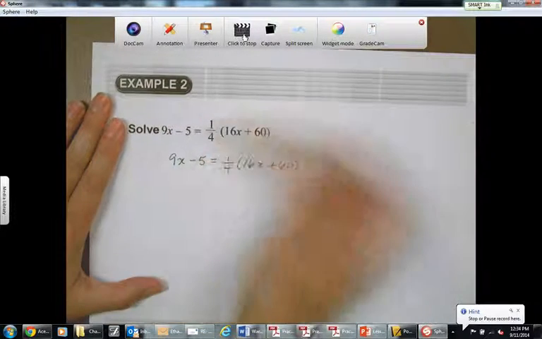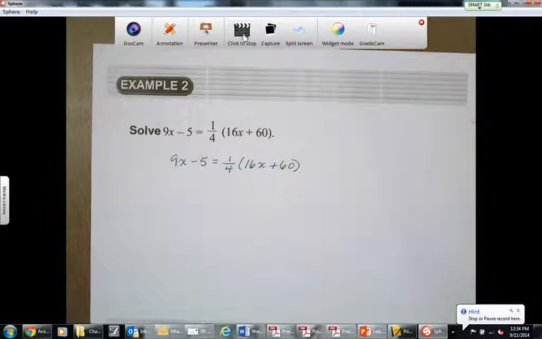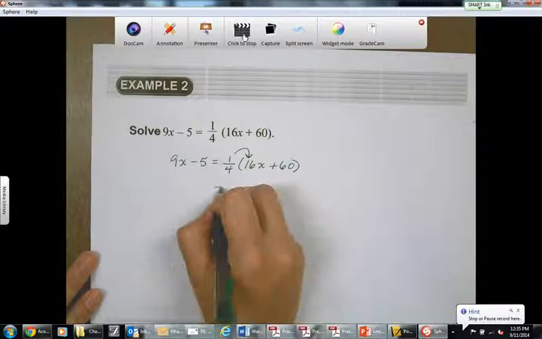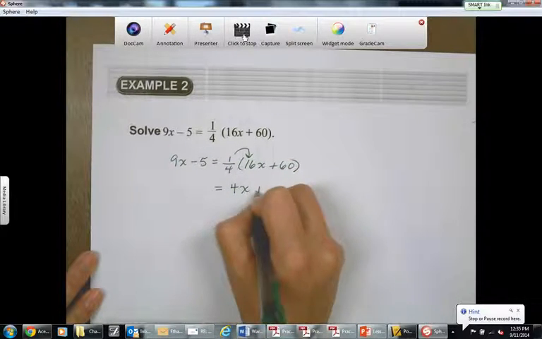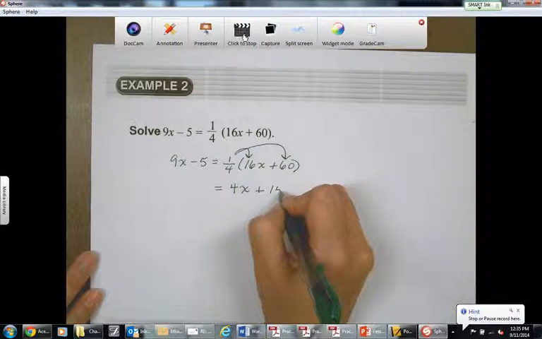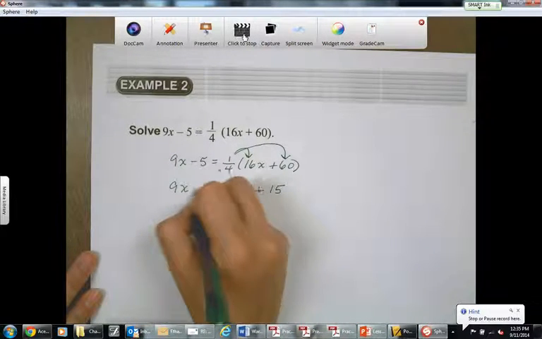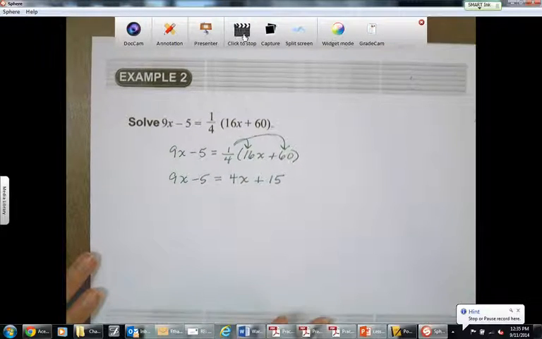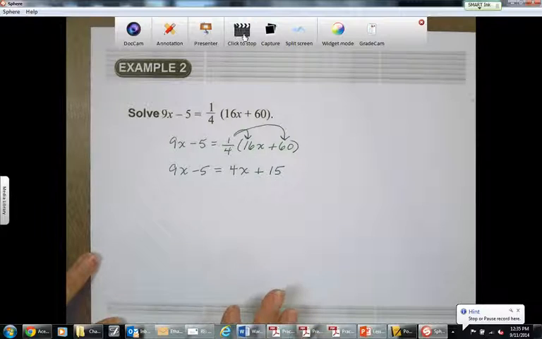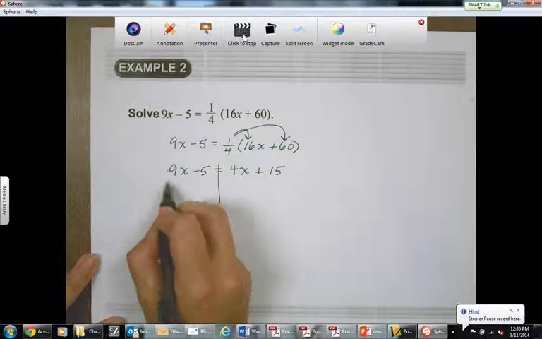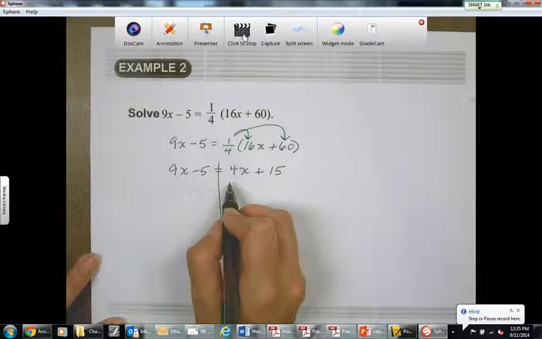All right, so I'm going to distribute this. So 1/4 of 16 is 4x, and 1/4 of 60 is 15. Okay, now we're right back to where we were a second ago. I think if it were me, I would probably subtract 4x from both sides, because if I subtract 9x, I'm going to get a negative. I try to stay away from negatives if I can.